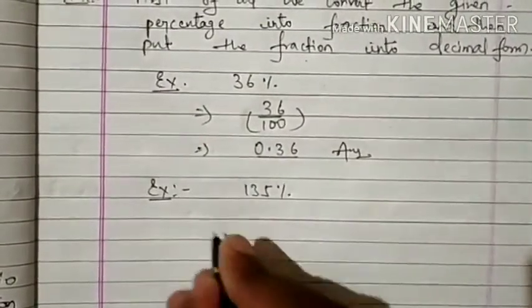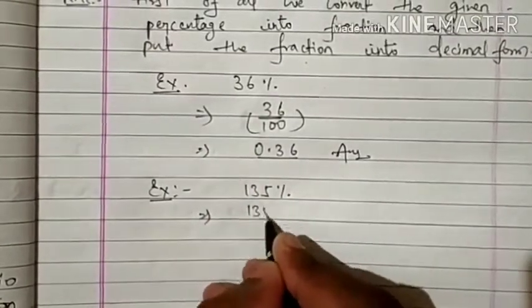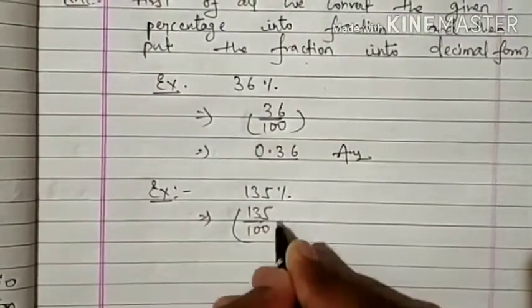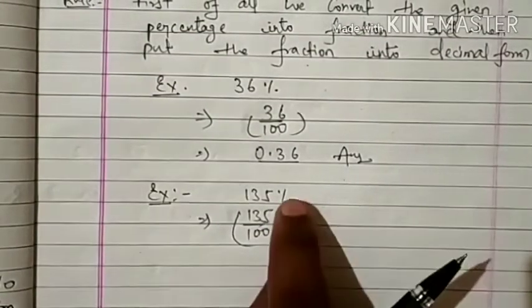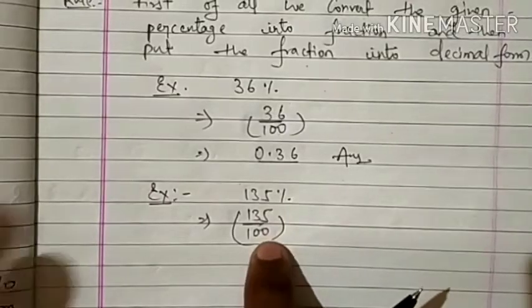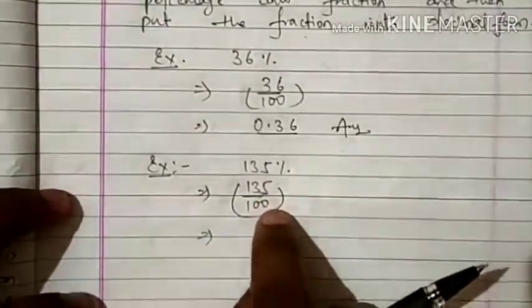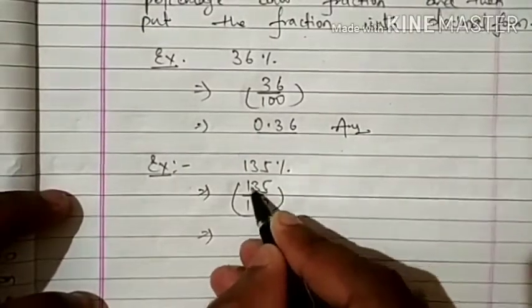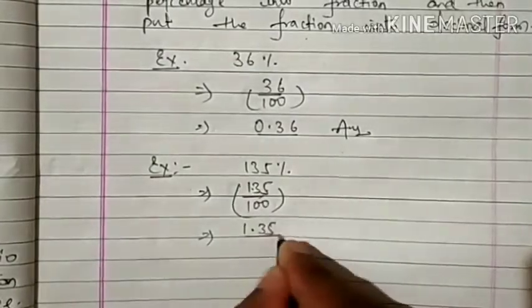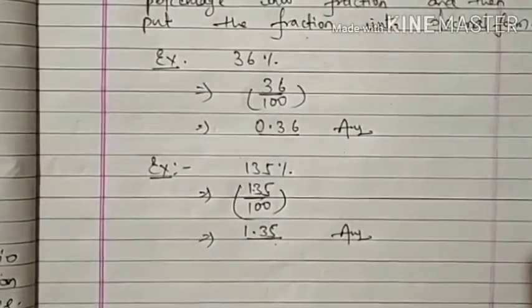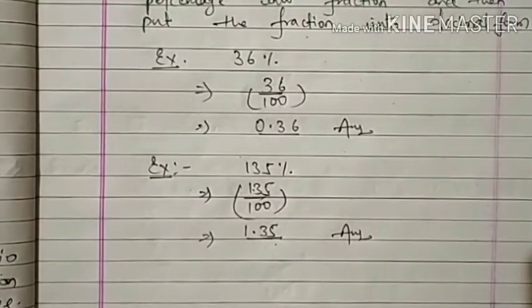Let's take one more example. 135%. Again, we will convert the percentage into fraction. So 135 by 100. Percentage has been converted into fraction, but now we have to convert the fraction into decimal form. So 135 divided by 100 can be written as ones, tens and hundreds. We will put a decimal over here. So what do we get? 1.35 as our answer. I hope it has been clear to everyone.